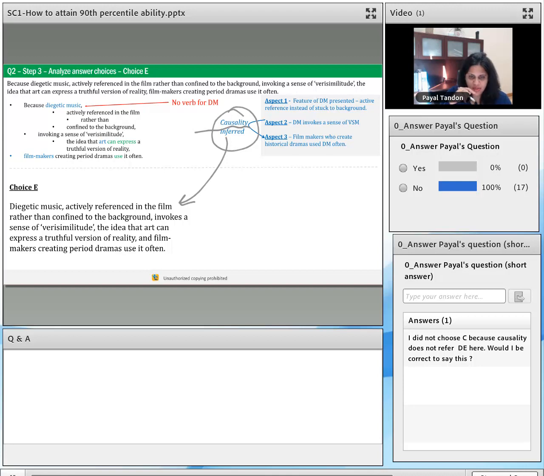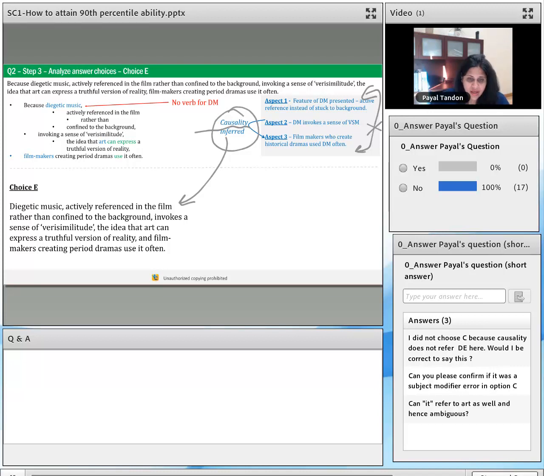I did not choose choice C because causality does not refer diegetic music here. Again, over there, yes, causality, I won't say refer is the right word. It doesn't express the correct causality. It's giving the causality between aspect 1 and aspect 3, and that is incorrect. The filmmakers don't use diegetic music because of how diegetic music is used.